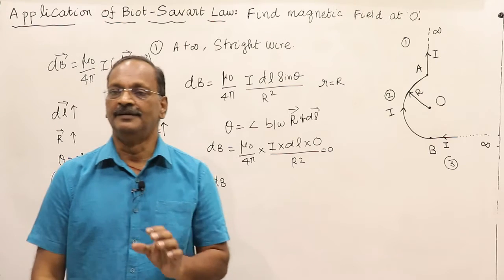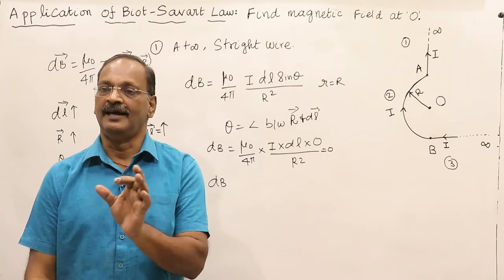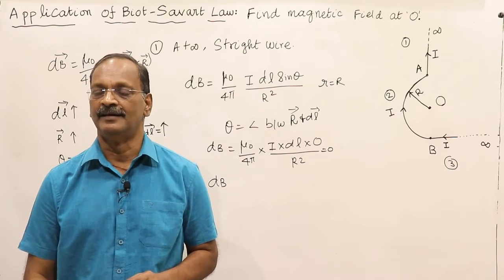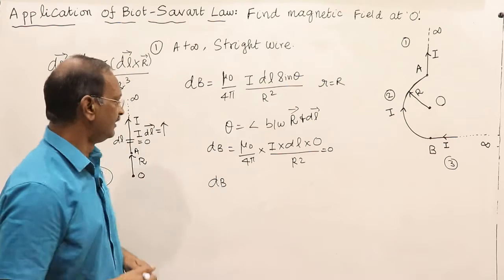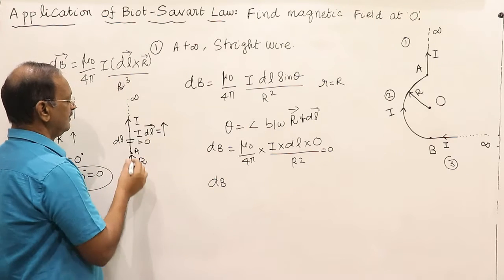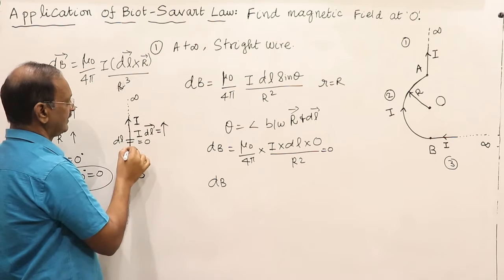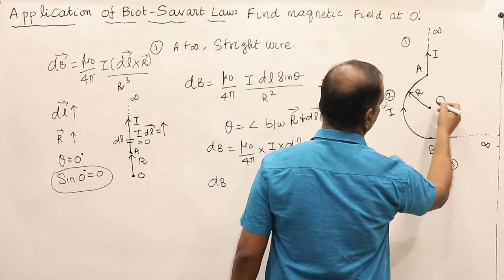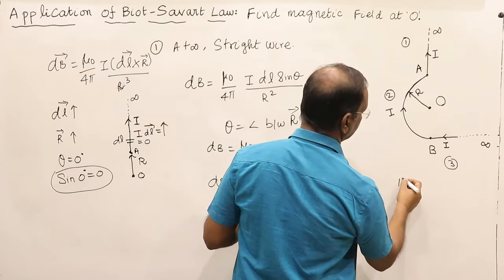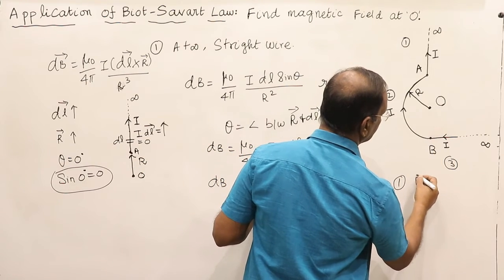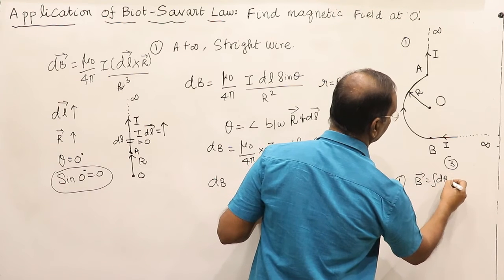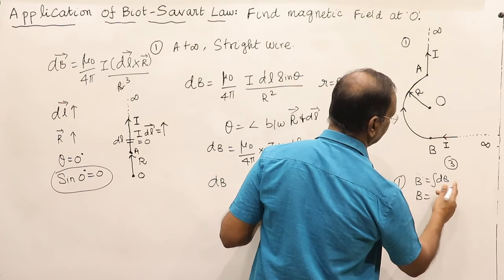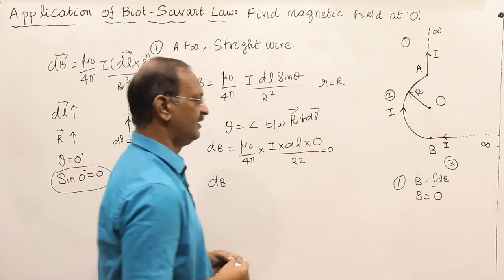This we have already seen: if a point P is located on a line carrying a current, the magnetic field produced is equal to 0. It means from anywhere here, the magnetic field produced by this conductor at O is equal to 0. So for the first portion, B is equal to the integral of dB, and since dB is equal to 0, the summation of all the magnetic field is also equal to 0.